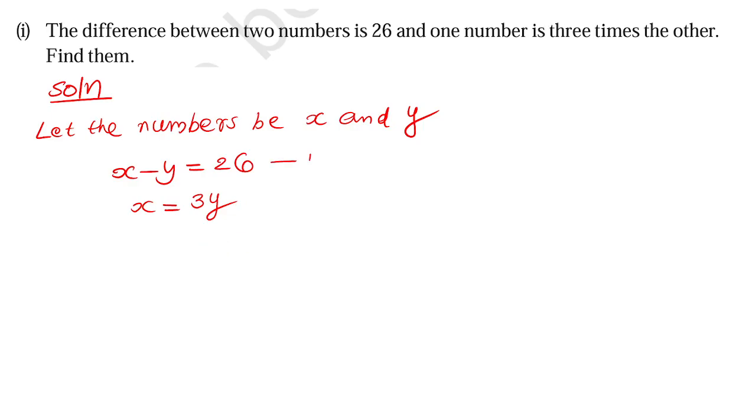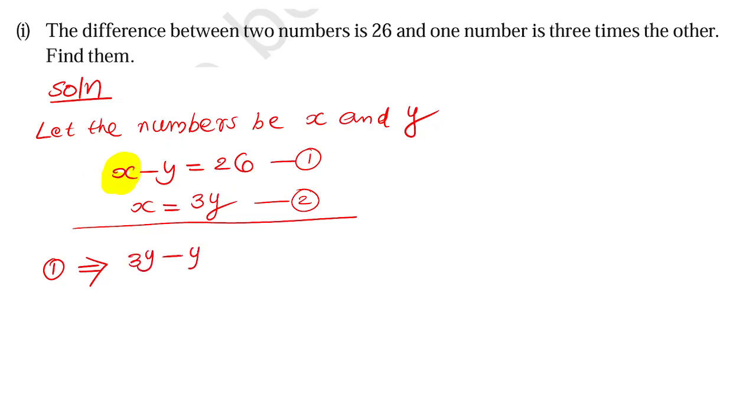It's very simple because the second one, we can directly use the second one and substitute in the first. The second equation is x is 3y. So can I substitute x as 3y here? Understood. I am going to substitute x as 3y. The first equation becomes 3y minus y equal to 26. x is replaced by 3y.